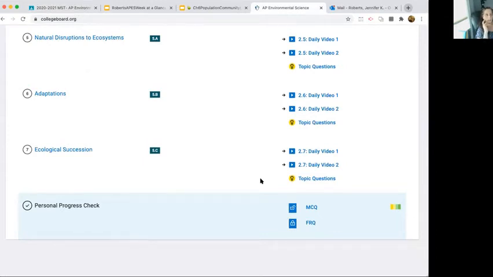Give me 3 words that would show me that you know the difference between primary and secondary succession. So on your whiteboard, in 3 words or less, what would be the difference between primary succession in an ecosystem and secondary succession in an ecosystem?